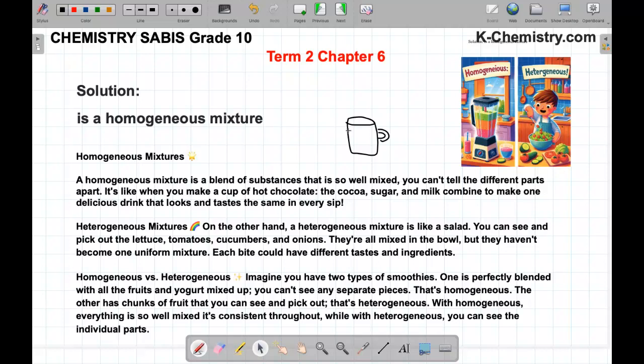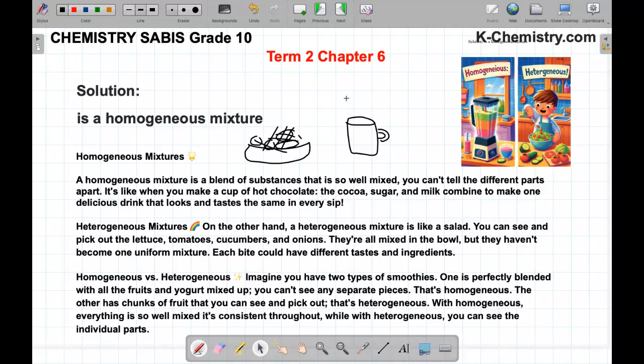What about the homogeneous compared to the heterogeneous? The heterogeneous, on the other hand, is like when you are making a salad. You bring your bowl, you put your lettuce, your tomatoes, your cucumbers, your onions, and you cut them, and then you mix them very well. But still, they don't become uniform. So you can get one bite that's full of onion, one bite that has more tomatoes, one bite that has more lettuce, so they can have different tastes and ingredients.